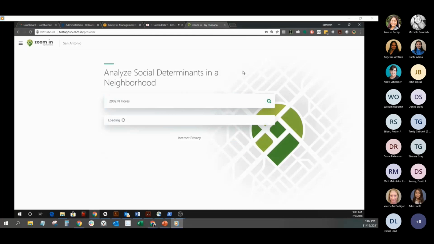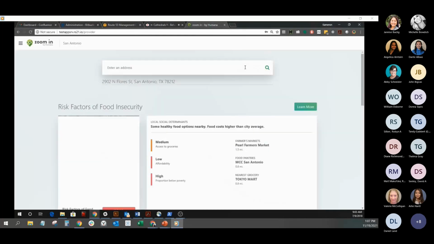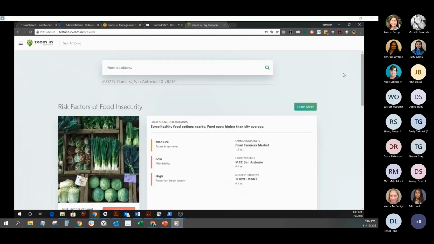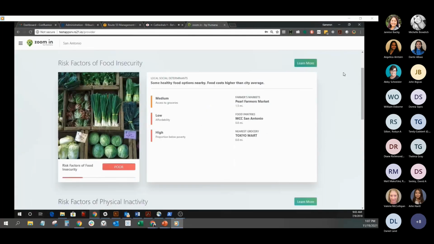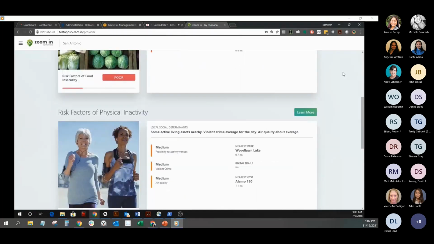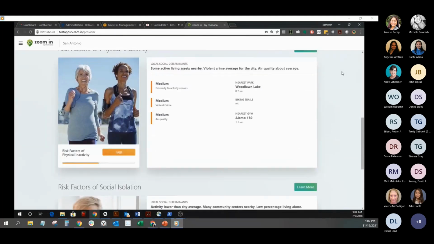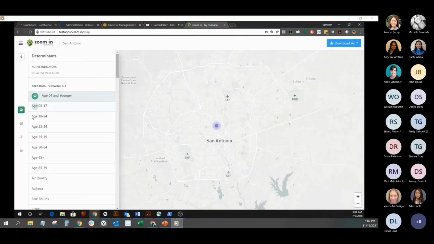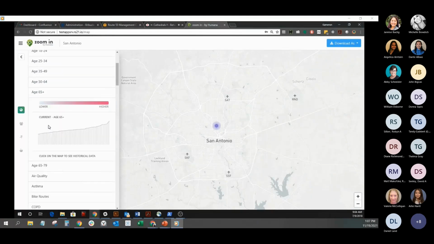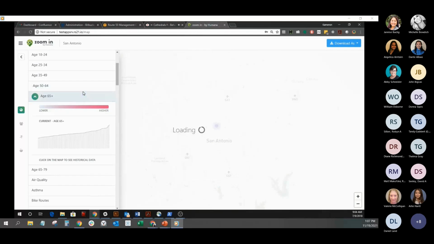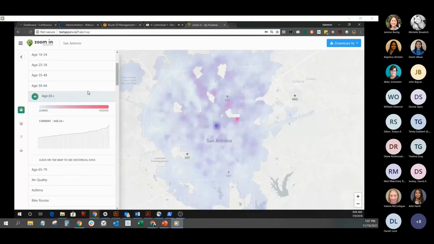It'll pull it up. We like to use San Antonio because there's lots of little pockets. But we use some machine learning to create a social determinant of health risk score for some key major risks like physical inactivity, food insecurity, social isolation.